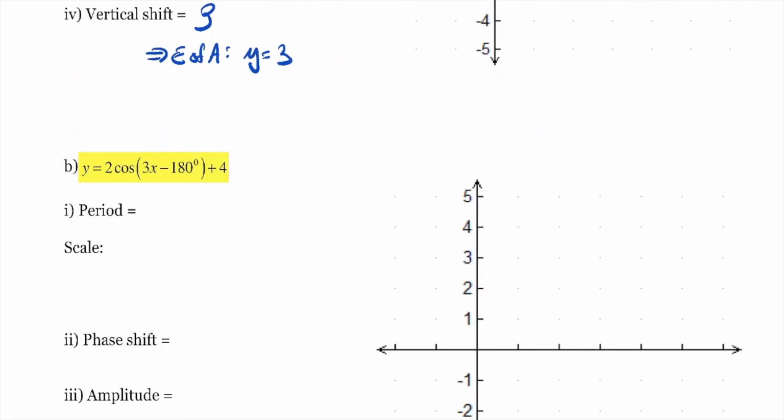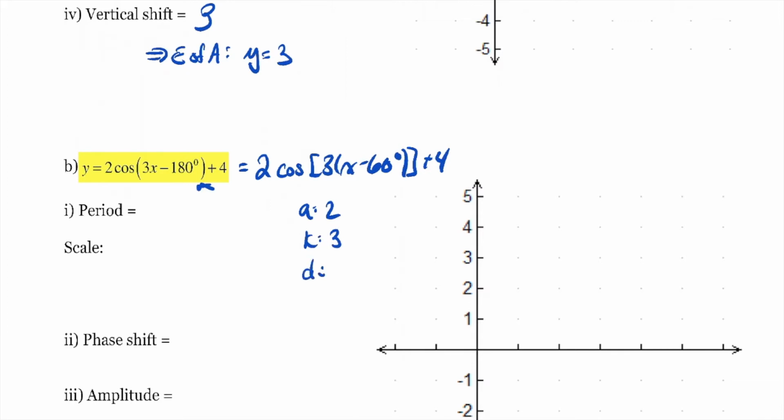So this one, the k is not factored out for us, so I'm going to rewrite this equation. It's going to be 2 times the cos of 3x minus 60 degrees plus 4. So here my a value is 2, my k value is 3, my d value is 60 degrees, and my c value is 4.